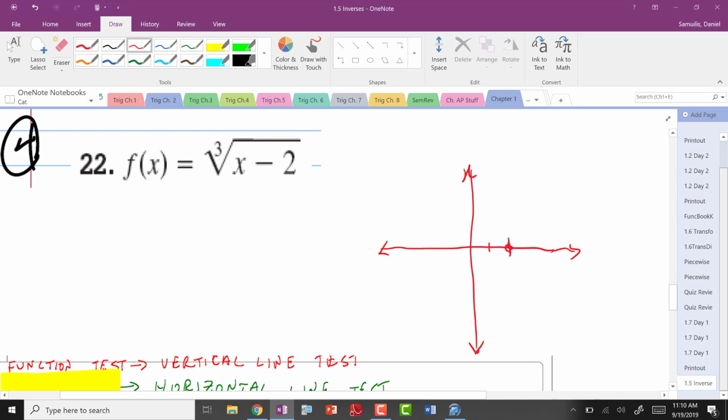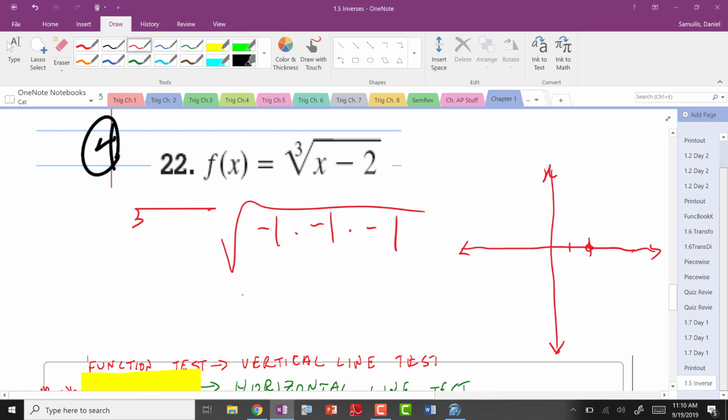Can I plug in 1? Yes! I wanted to scare that out of you. Because what's 1 minus 2? What's the cube root of negative 1? What times what equals negative 1? Negative 1! So negative 1 times negative 1 times negative 1 equals negative 1. So the cube root of negative 1 is free. What just happened there? All right, negative 1.